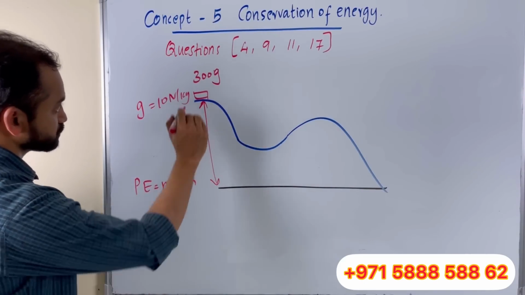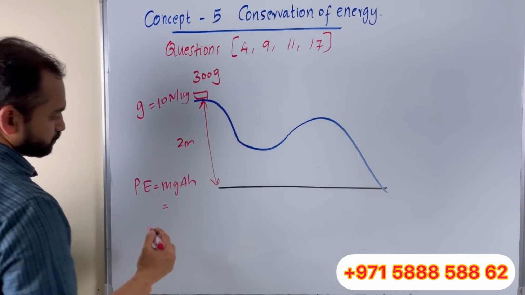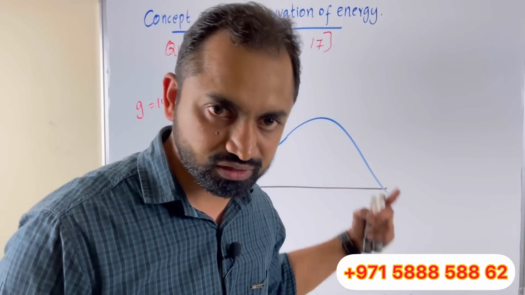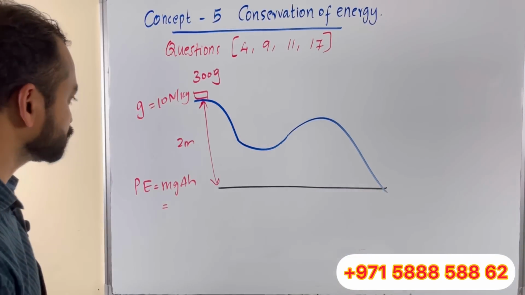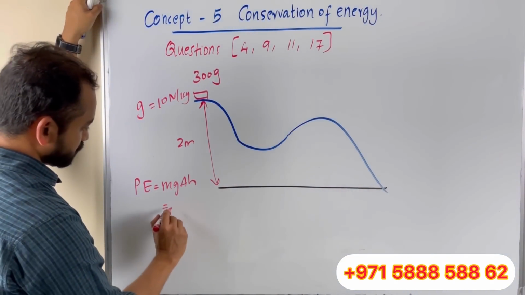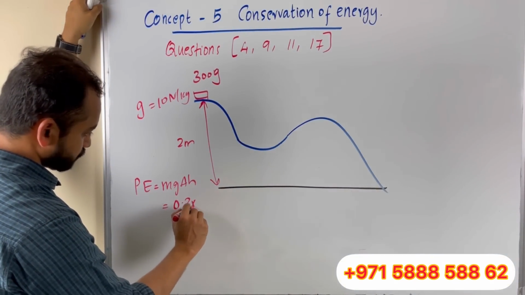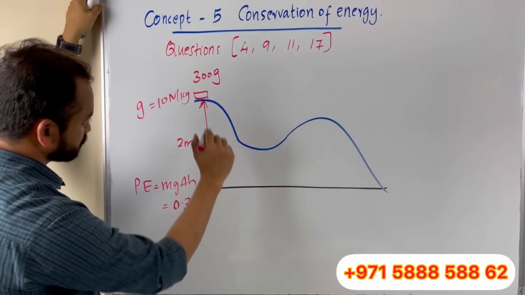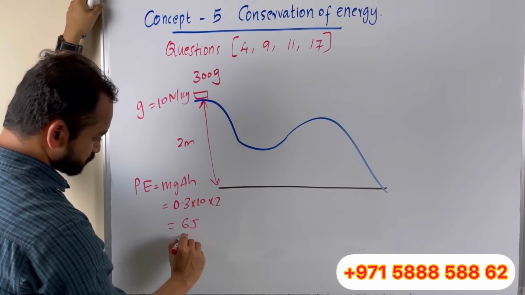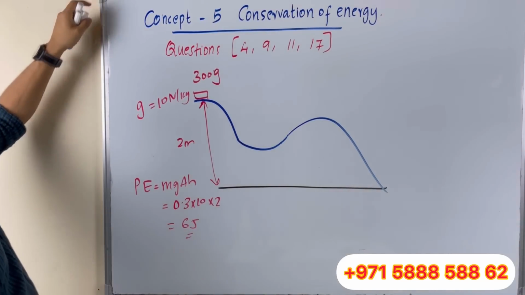So here m, the mass, is 300. The SI unit of mass is kilogram, but here mass is given in gram. We need to change that into kilogram by dividing by 1000. So the mass will be 0.3, multiplied by 10, multiplied by the change in height, which is 2. So this will be 6 joule. 6 joule is the potential energy here.